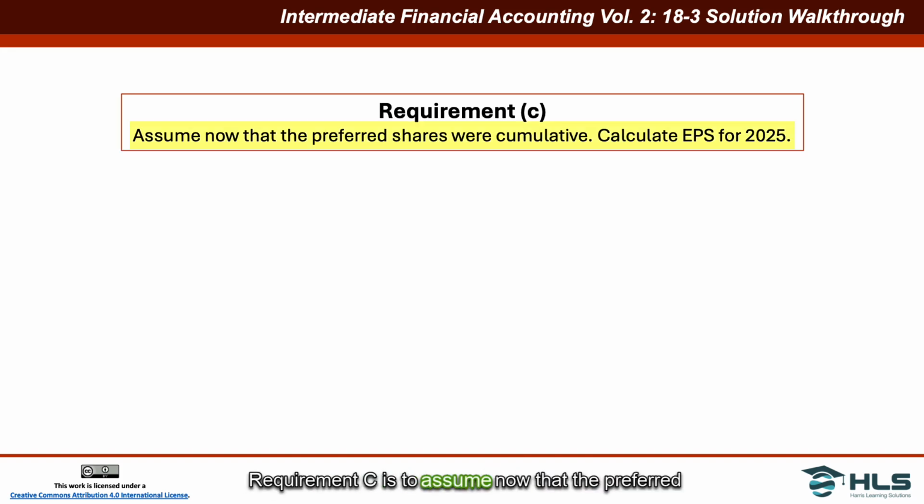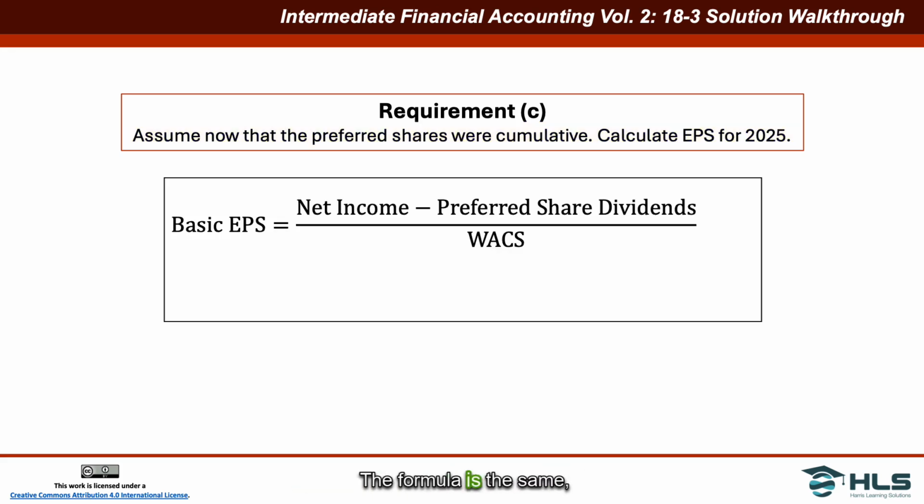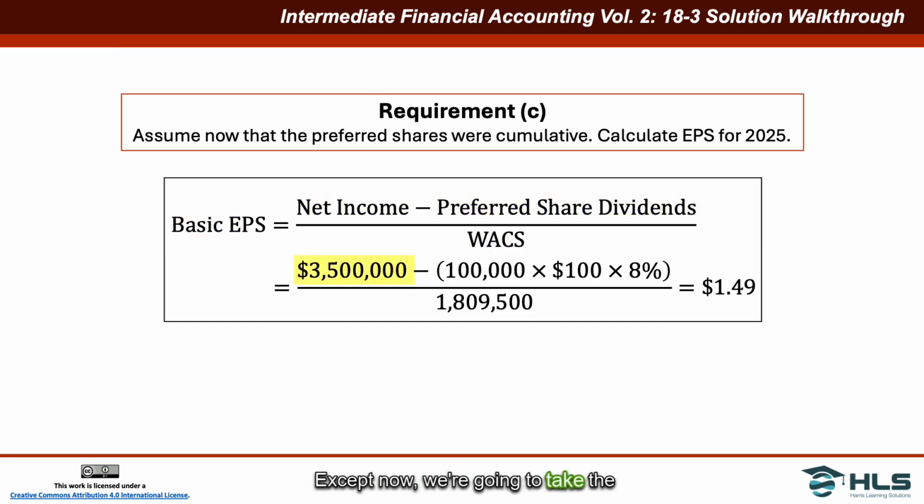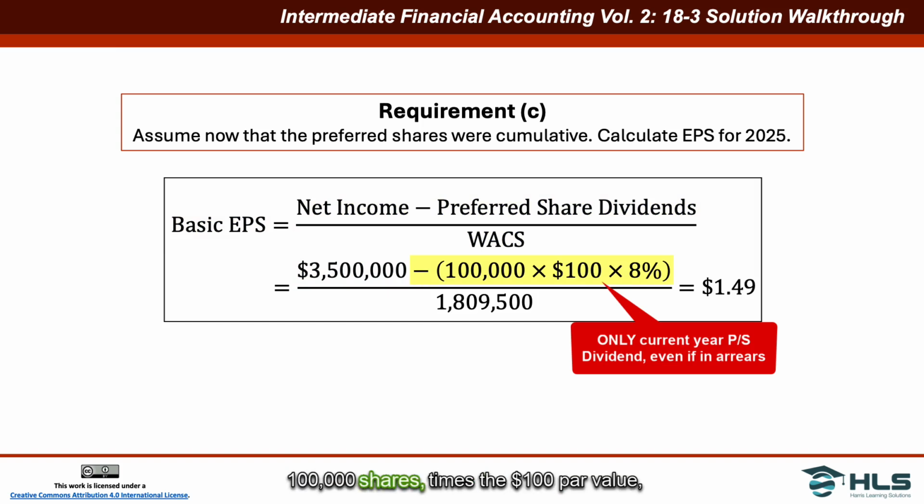Requirement C is to assume now that the preferred shares were cumulative, and then to calculate the EPS for 2025. The formula is the same, net income minus preferred share dividends over weighted average number of common shares, except now we're going to take the $3,500,000 in net income and subtract only 1 year's worth of dividends, 100,000 shares times the $100 par value times the 8% dividend that's paid. This is an area where students can get tripped up.